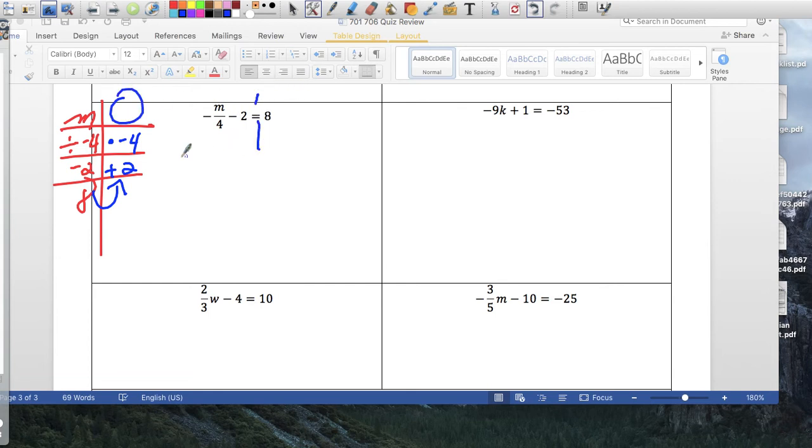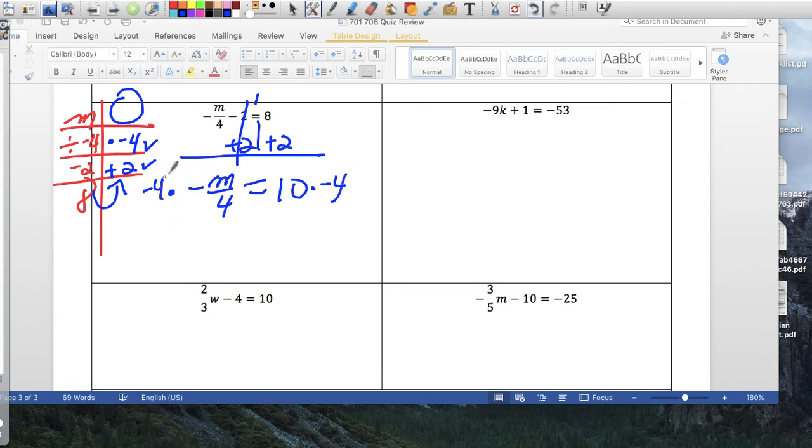So let's follow our instructions. First thing I do, right here, plus 2, plus 2. So these two will go to 0. 8 plus 2 is 10, and now here I'm going to bring down m over negative 4. Now I'm told to multiply both sides by negative 4, multiply this by negative 4, multiply this by negative 4. A negative and a negative is going to be positive. This is going to both cross out, right? So I'm going to have m left over because this negative and this negative will become a positive. 10 times negative 4 is negative 40.